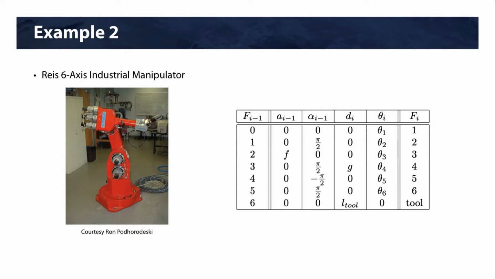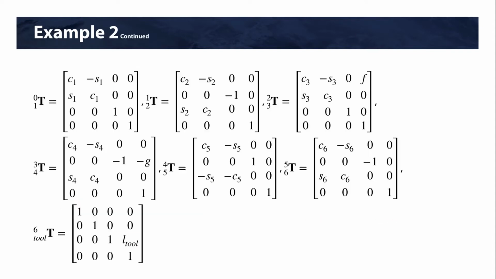So if you recall, we looked at this example of the Rice for the forward displacement. So you can go back to that video and you can see where we got our D&H parameters from. These are the modified D&H parameters, and how we can take each row of that and find our homogeneous transforms for the Rice.